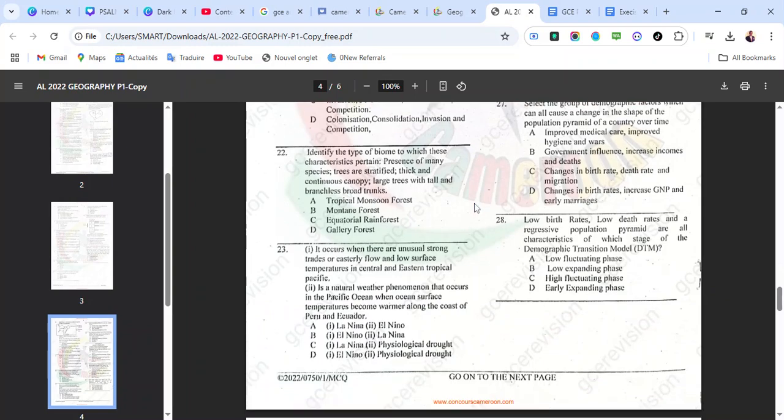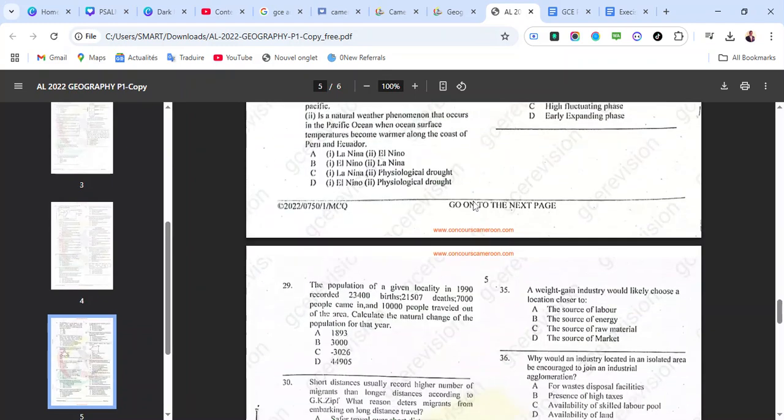Low birth rates, low death rates, and a regressive population pyramid are all characteristics of which stage of the demographic transition model? Correct answer for 28 is B, low expanding phase.